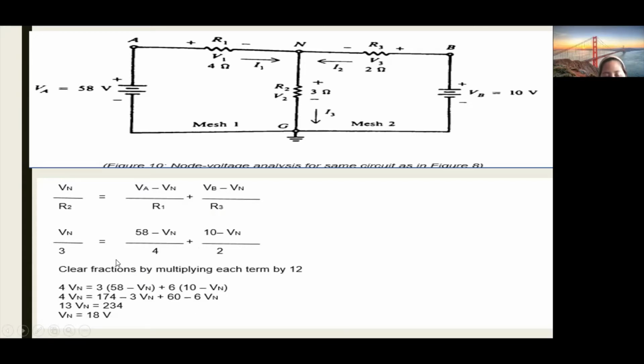Okay, so next, I1 is V1 over R1, which equals 40 over 4, so 10 amperes. I2 is V3 over R3, so negative 8 over 2, it's negative 4 amperes, negative because of the direction.